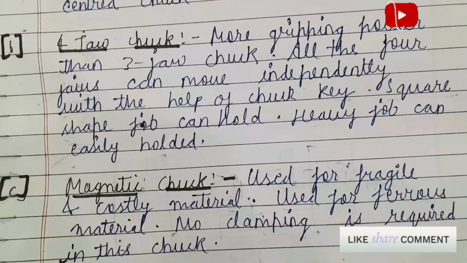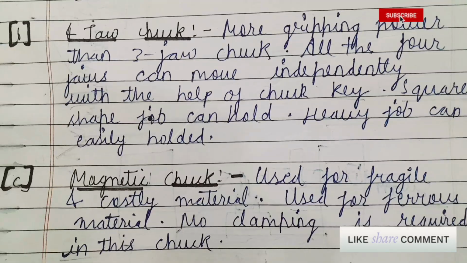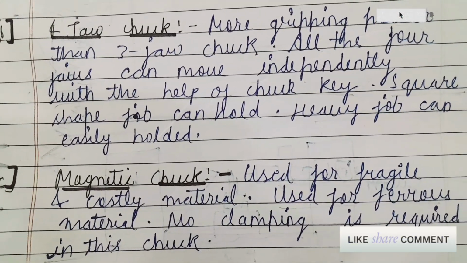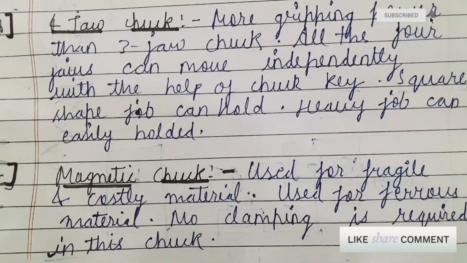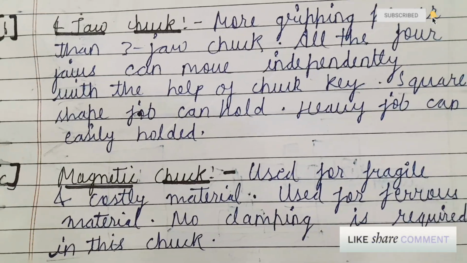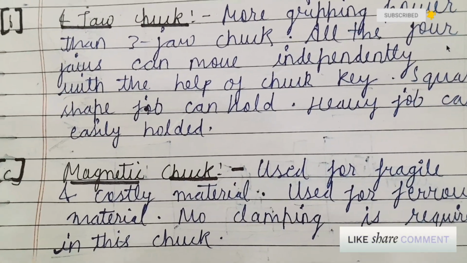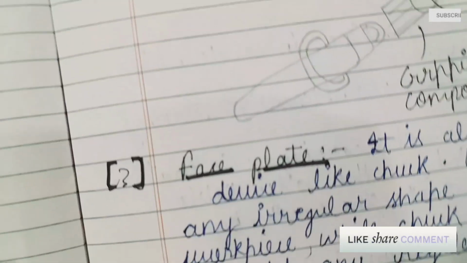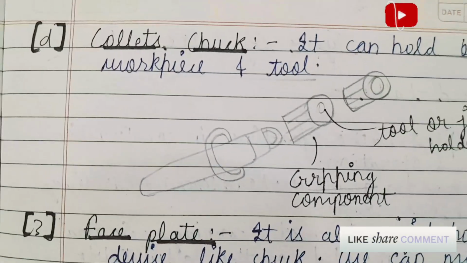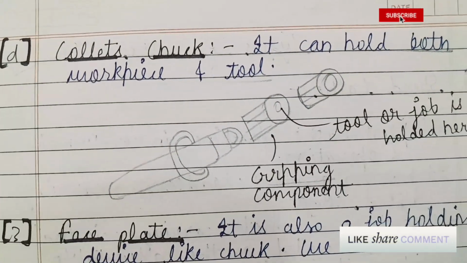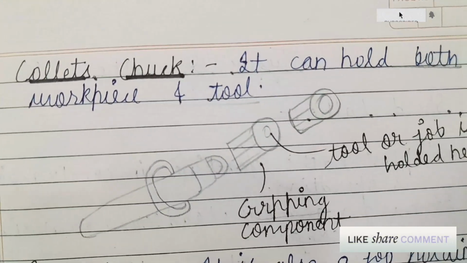And third is the magnetic chuck. It is used for fragile and costly material, and it is used for ferrous material. No clamping is required in this chuck. And fourth is the collet chuck. It can hold both workpiece and tool. This is a diagram of a collet chuck.